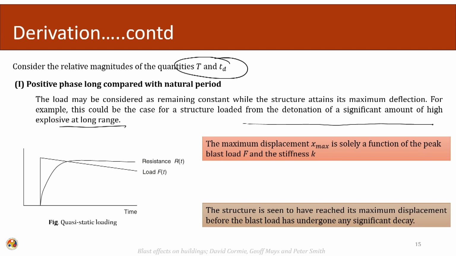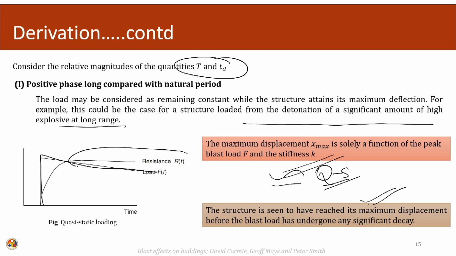So, the maximum displacement x then becomes solely a function of the peak blast load F and the stiffness K. So, this again boils down to an equivalent quasi-static loading. The structure is seen to have reached its maximum displacement before the blast load has undergone any significant decay. So, if this is the loading, the structure has already attained its maximum response.